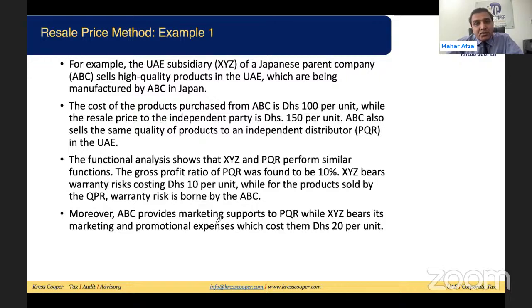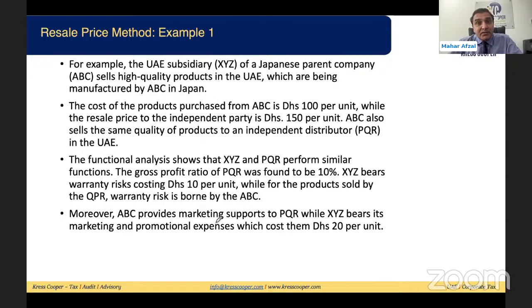unit. So the objective is: is the price charged between ABC and XYZ an arm's length price or not? This is our core objective to identify. What have we discussed? First, we need to identify the comparable uncontrolled transaction. First of all, we need to identify the parties. The parties are ABC and XYZ. The third party is PQR.